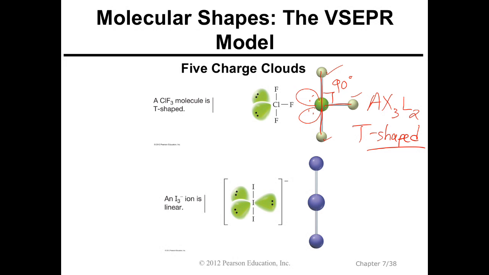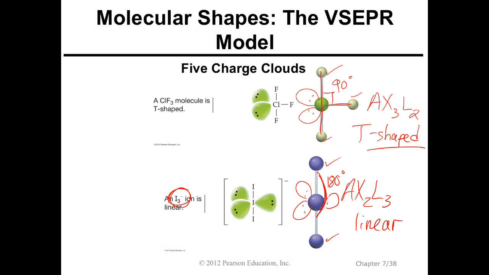And then the easy one is if you have AX2L3. So now you will have 3 lone pairs and 2 things bonded to it. That's just called linear. Okay, so this angle will be 180 degrees. So for example, I3 minus is a linear molecule. And ClF3 is T-shaped. So that's where you have 5 things around a center.